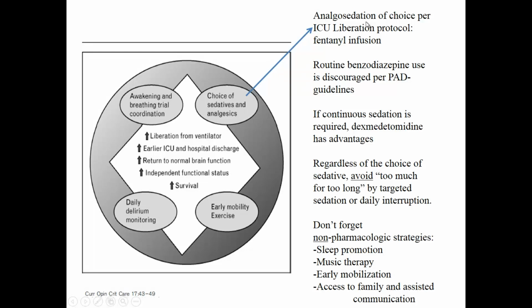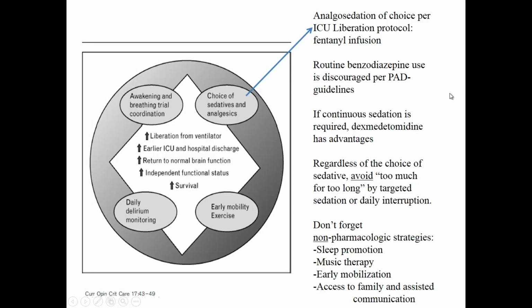Analgosedation of choice, according to the ICU liberation protocol, since C is the choice of sedative, is really a fentanyl infusion. And you know that fentanyl itself is not a sedative at all. It's really an attempt to minimize the amount of mind-altering medications that we have to use. So the Society for Critical Care Medicine has put out their ICU liberation protocol, and if any infusion is considered necessary, they recommend fentanyl. Any routine use of benzodiazepine is discouraged by them and by the pain, agitation, and delirium guidelines that they endorse.